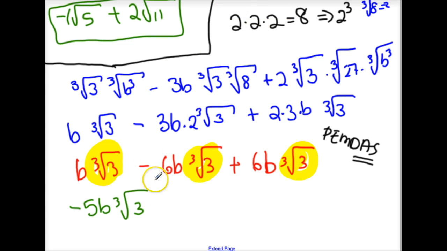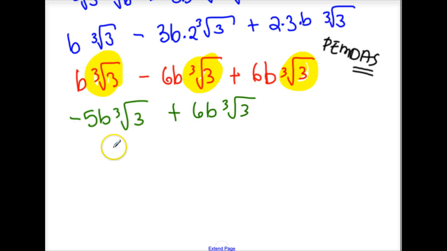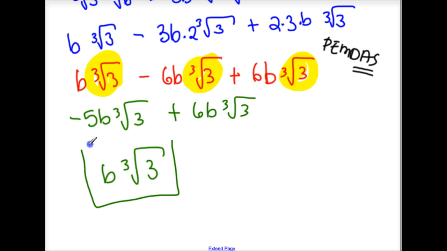So we already combined this plus 6b cube root of 3. Now this I can also combine. What is minus 5b plus 6b? That would give me a positive b cube root of 3. And this was my final answer. Now you can breathe. I know that seems like a long one. You can pause it, rewind it, and take a look back at this question.